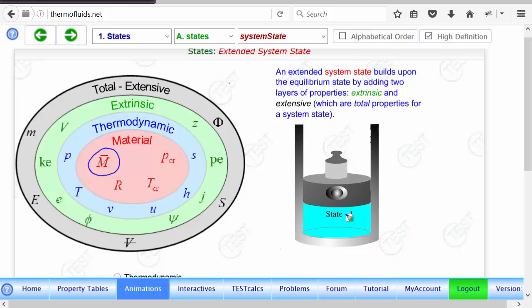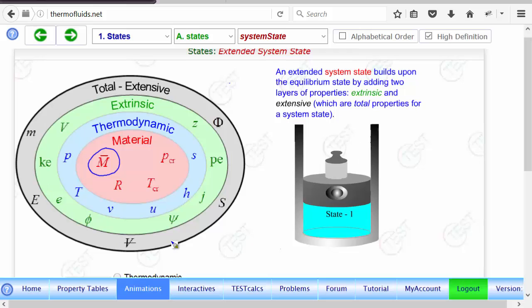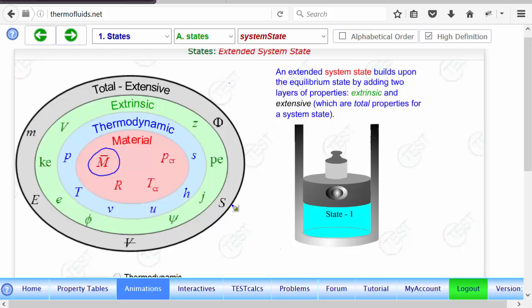And finally, for this system state, we have total or extensive properties. Extensive properties are the total properties: total mass, total energy, total volume, total entropy, etc. And they depend on what? The mass of the system.